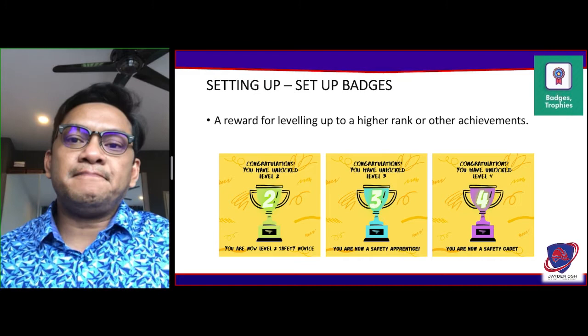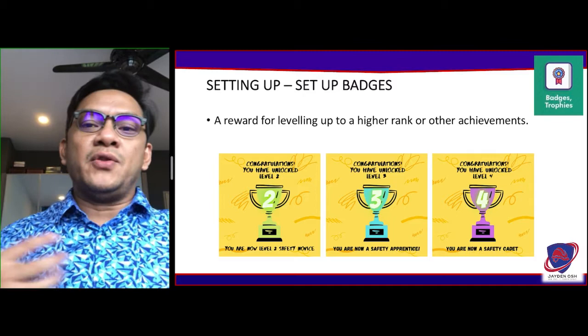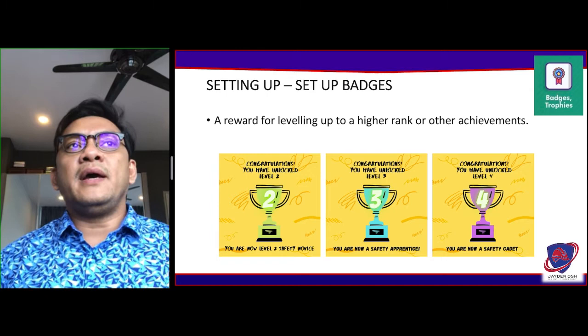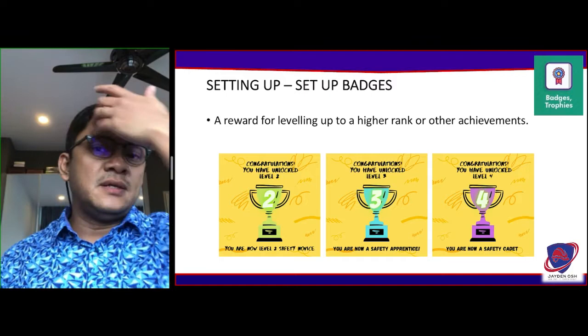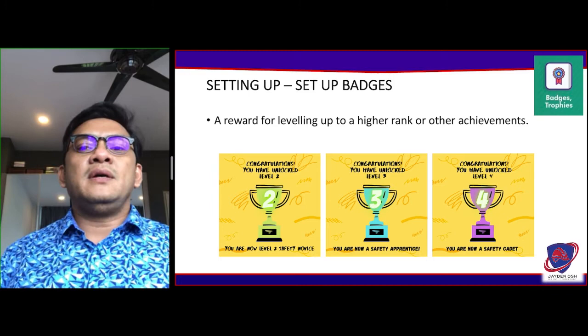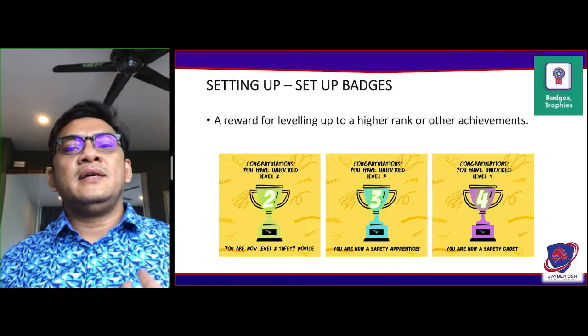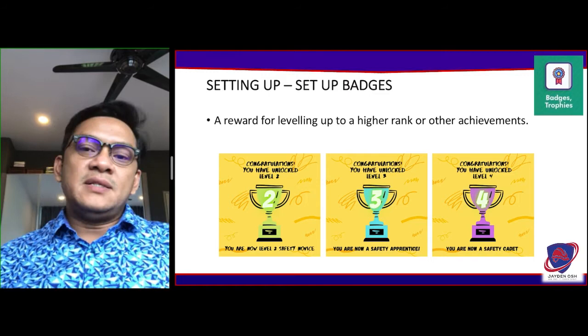Okay, and then you can set up badges. Like a soldier, when they go out for a parade, you can see their uniform with all kinds of medals. That is something they are proud of. It is a symbol of achievement. When they have a lot of medals pinned on their uniforms, it gives a message to the other people looking at it that he is an achiever, who has achieved a lot of things. So badges are important in gamification.